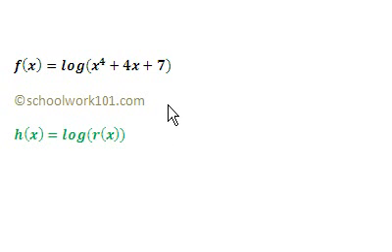Alright, we're going to be taking the derivative of some log functions. We have the function here, f of x is equal to log of x to the fourth plus 4x plus 7. So this is much like the derivative of the natural log, except we have to do something a little bit different, but not much. So this is kind of the setup here.